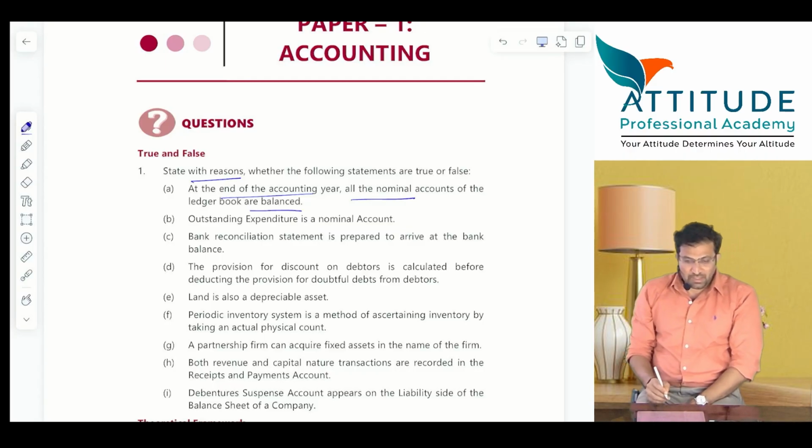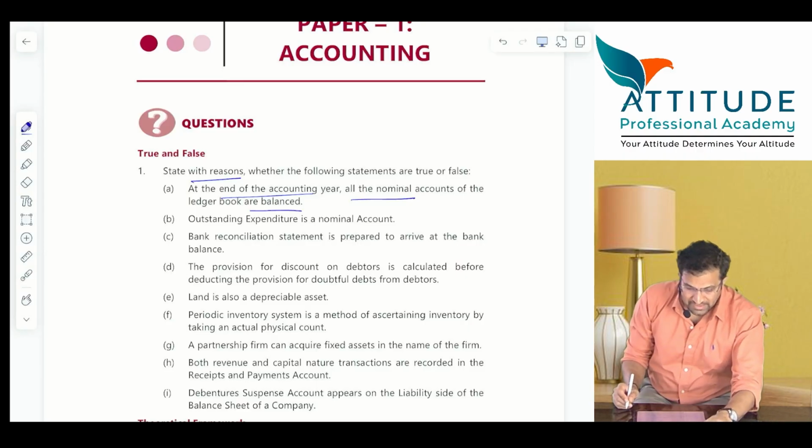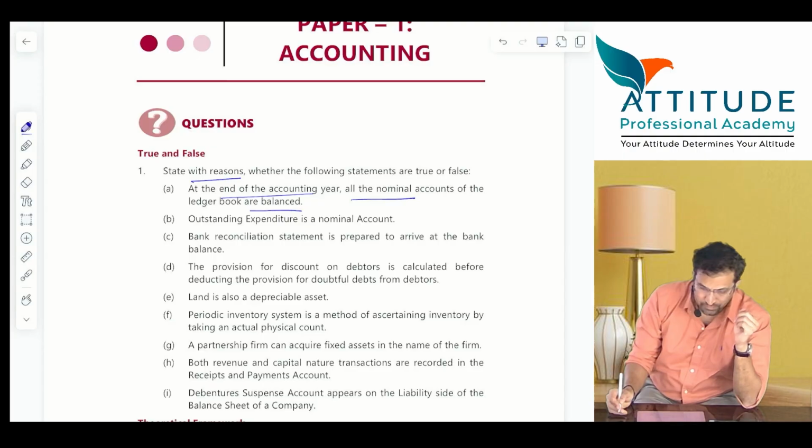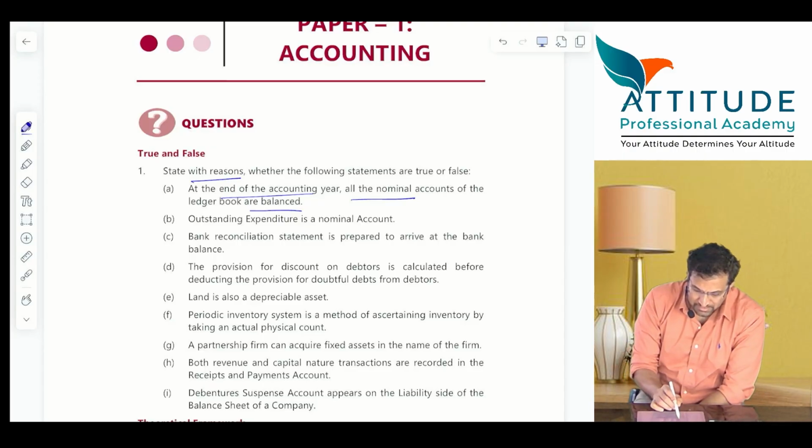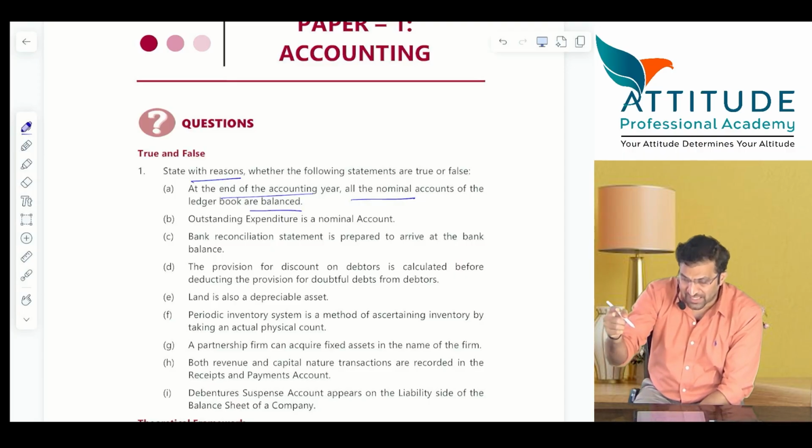Okay. Please write the answer. First one. Write the answer: false. Right there. You have to write the reason, right? At the end of the accounting year. Fast. You have to be faster. I'll be a shade fast.